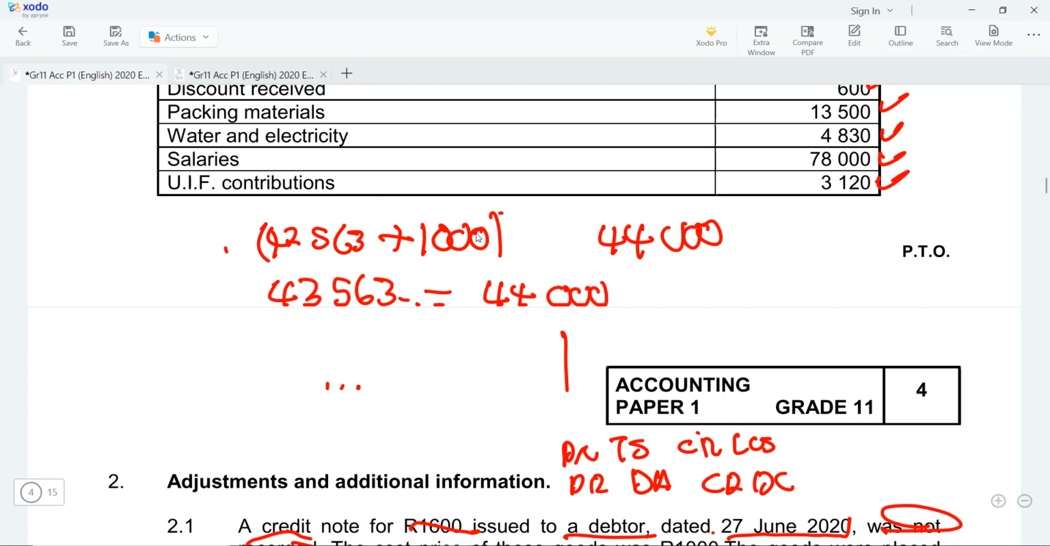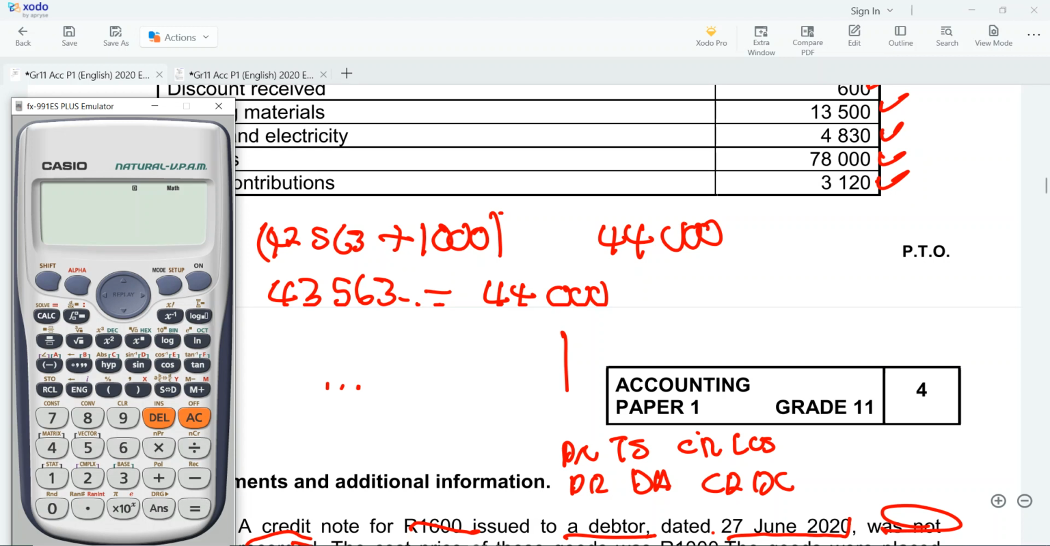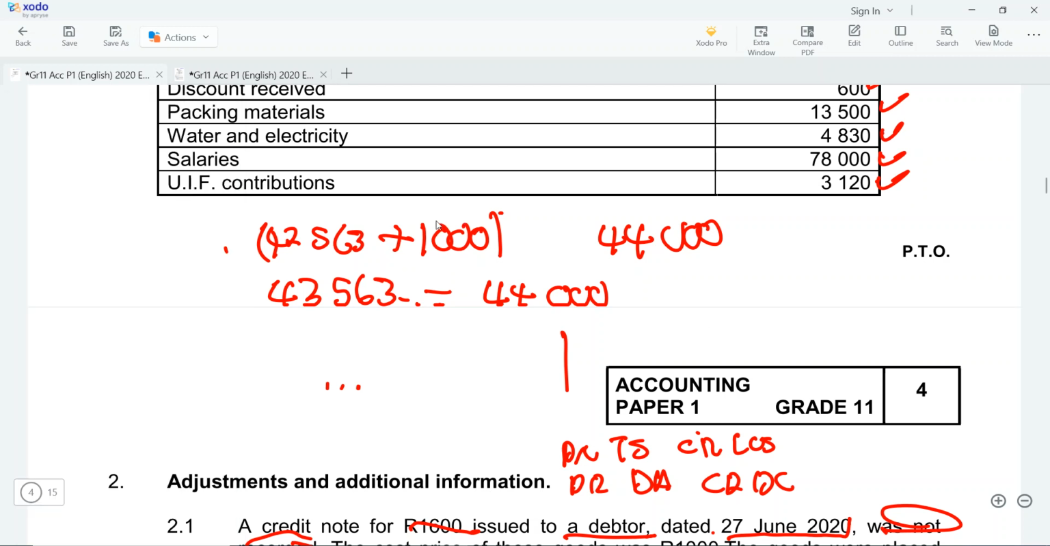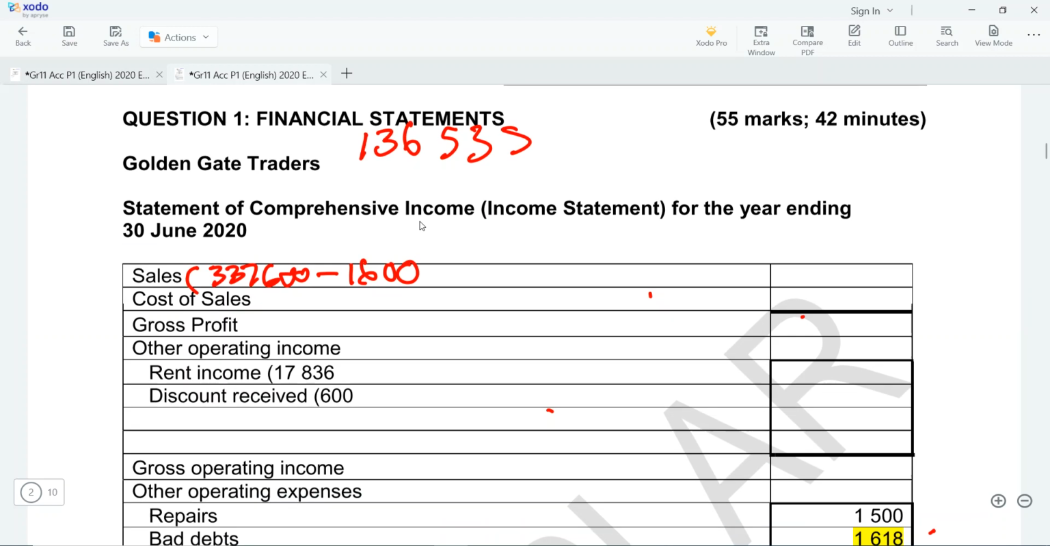Why are we saying more? Because the adjusted figure is more than the figure from the records. So we say 43,563 minus 44,000 gives us 437. But remember, this will be a trading stock surplus because we have more stock available.